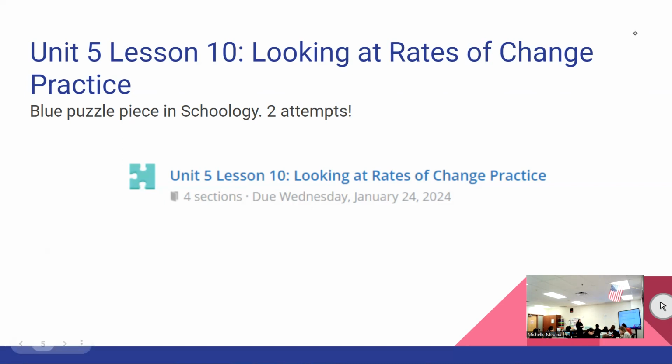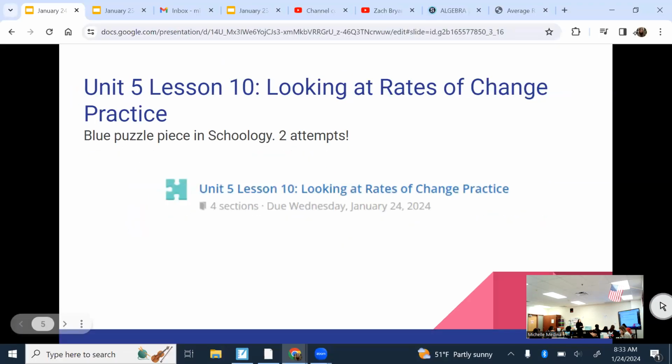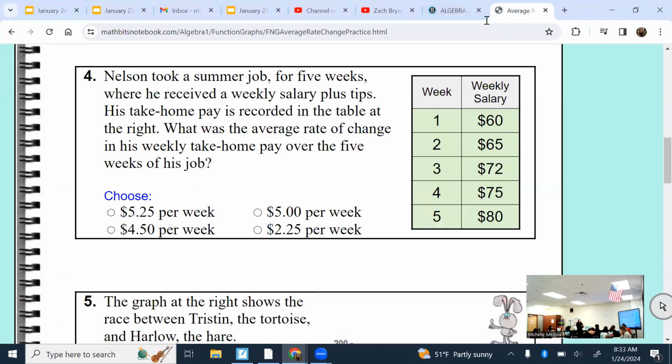Okay. I'm going to pull up another example just because not everyone had algebra yet. So I will show you an example. Nelson took a summer job for 5 weeks where he received a weekly salary plus tip. His take-home pay is recorded in the table. What's the average rate of change in his weekly take-home pay over the 5 weeks of his job? So it's wanting to know from what time period to what time period.